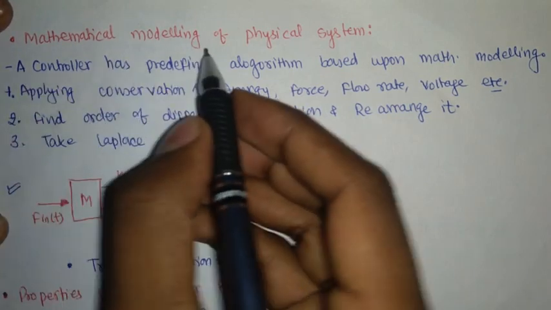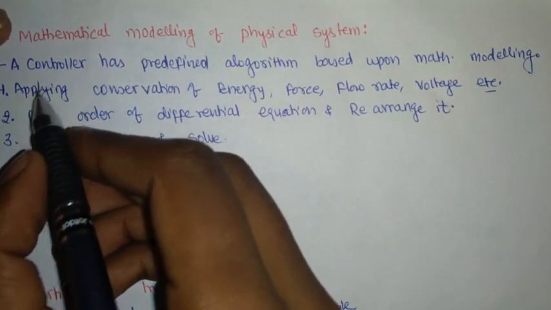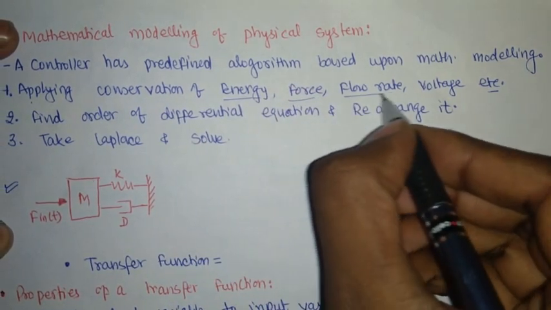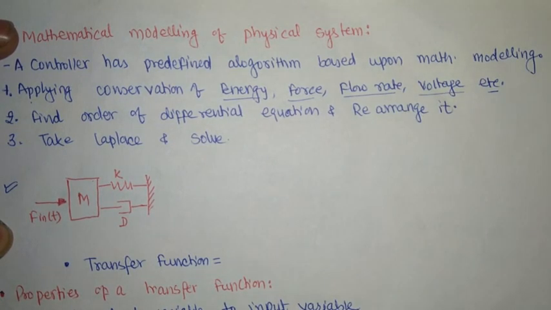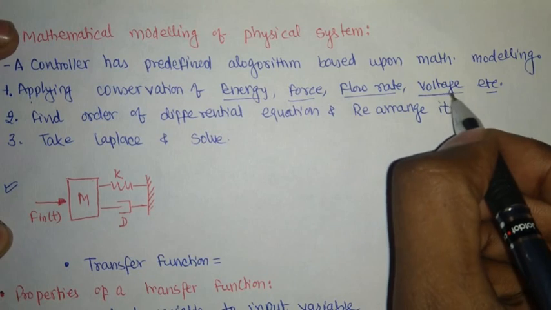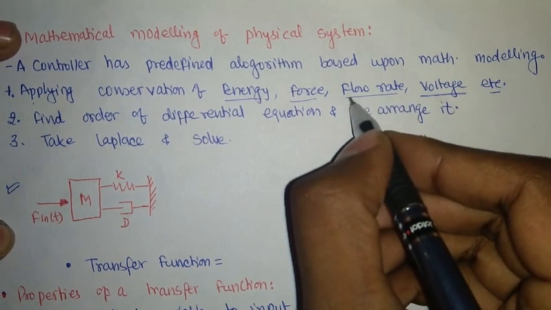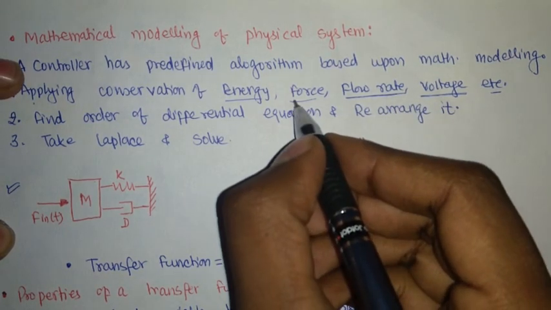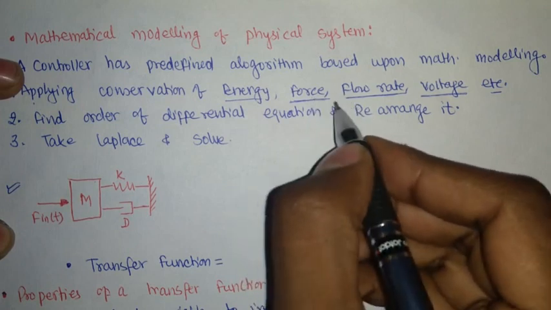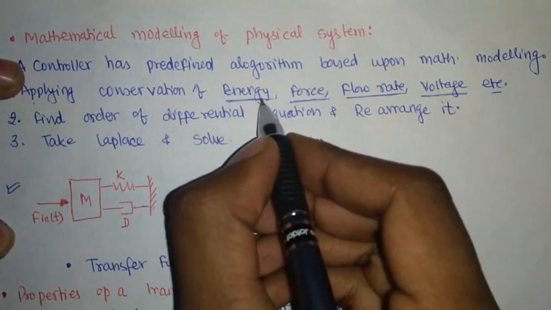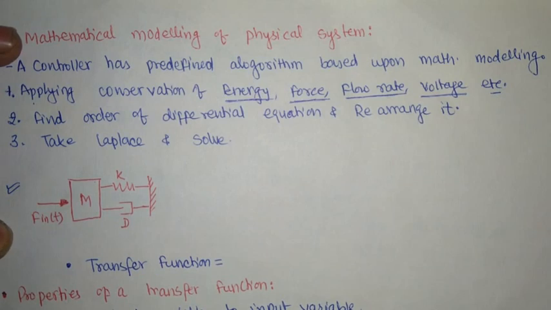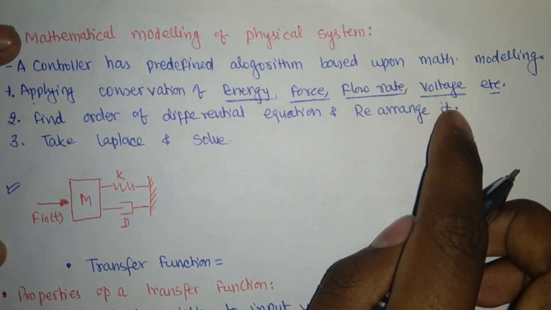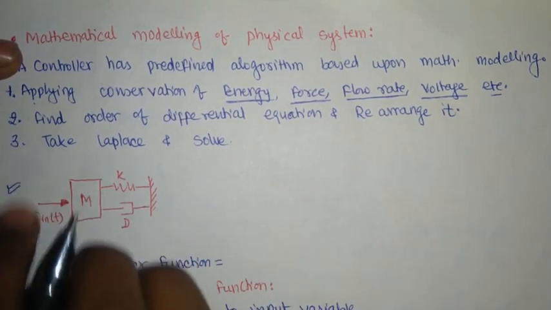Now, in order to do the mathematical modeling, we need to apply the conservation of energy, or force, or the flow rate, or the voltage, whatever is our condition. If we are having an electrical circuit, we will apply the conservation of voltage. If we are having a flow measurement system like water height and all those things, then we will apply flow rate conservation. If we are having a normal mechanical system, then we will apply force conservation. If we are having any thermodynamic system, then we will apply energy conservation. So depending upon what system we are having, we will apply one of these conservation laws to get the equation of the system. Okay, so for example, we are having this system here, right?